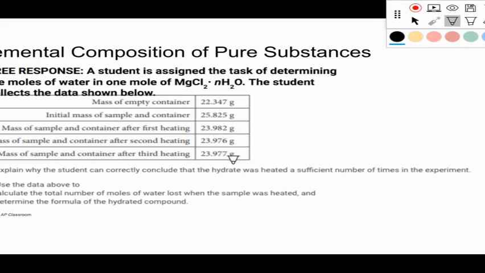So then here we have several steps, and this is how AP likes to do things. They like to have lots of steps that you have to answer. So it says, explain why the student can correctly conclude that the hydrate was heated a sufficient number of times in the experiment.